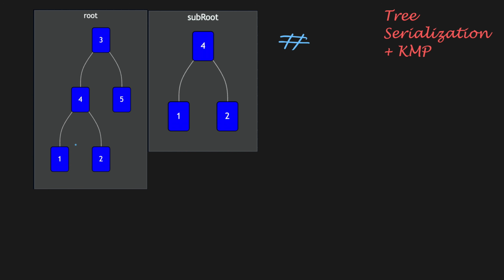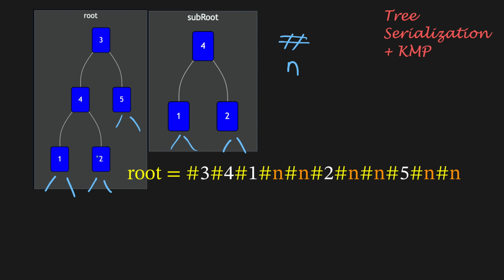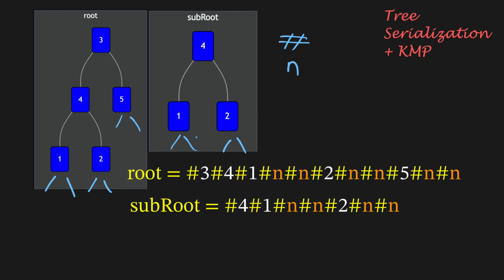And crucially, we must also represent the null nodes using some other special marker like the character n. So if we encounter a null child, we'll append a special marker n to the string, and this is vital to preserve the exact tree structure. So now that we have taken care of the values and the structure, we can serialize the root tree to following and subroot tree to following. And then we can see that the serialized value of subroot is a substring of the serialized value of root. Hence, subroot is actually a subtree of root tree.